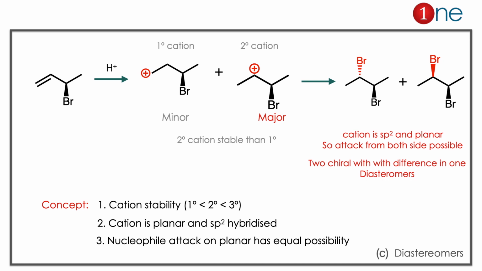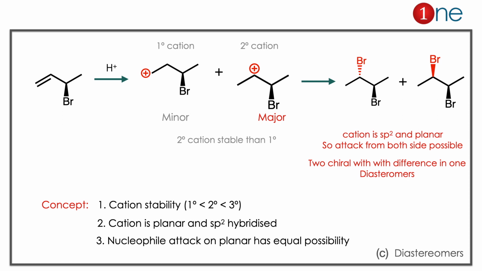The starting material is an alkene, and you are adding HBr. HBr donates the H plus. The H plus can add to the terminal carbon or the middle carbon. But the middle carbon gives a secondary cation, so it's the more stable one. You can say it's Markovnikov addition. So the stable cation is formed.